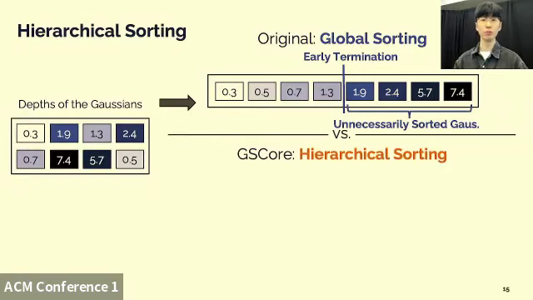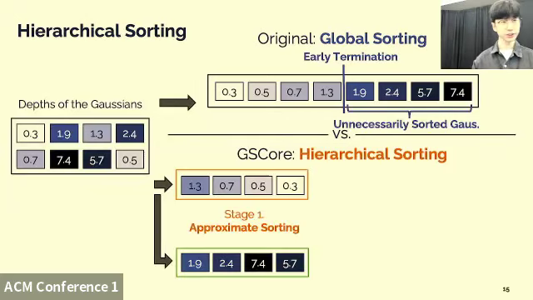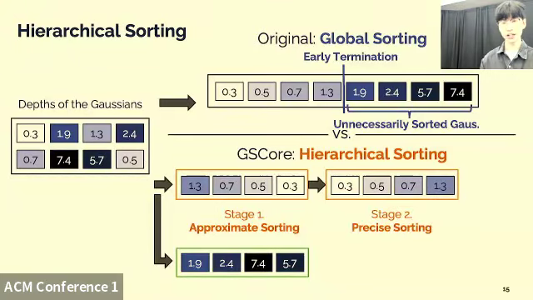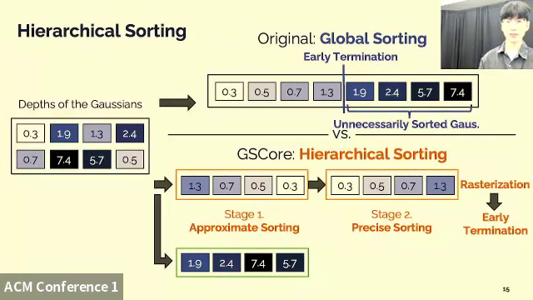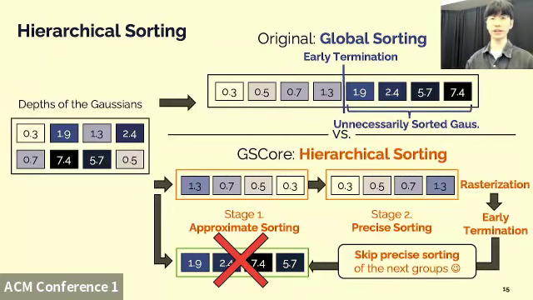To mitigate this problem, we propose a 2-stage sorting process. In the first stage, we approximately sort the Gaussians into multiple groups, ensuring that the lower groups always have lower depth values. Please note that the Gaussians in the same group are not actually sorted. So in the second stage, we precisely sort the Gaussians within the same group and start the rasterization. By using this method, if the rendering is terminated using only the first few groups, we can skip precise sorting of the next groups.